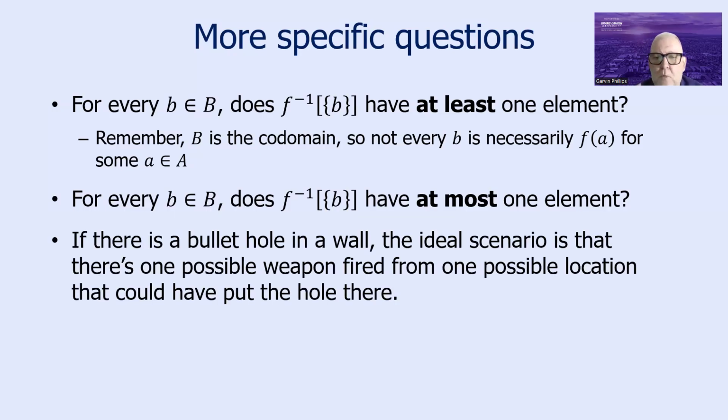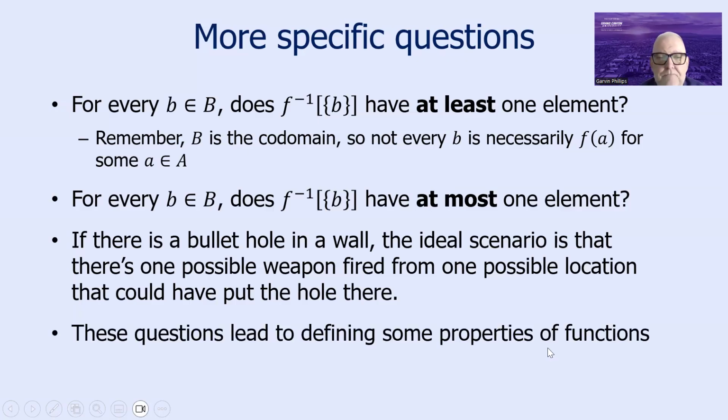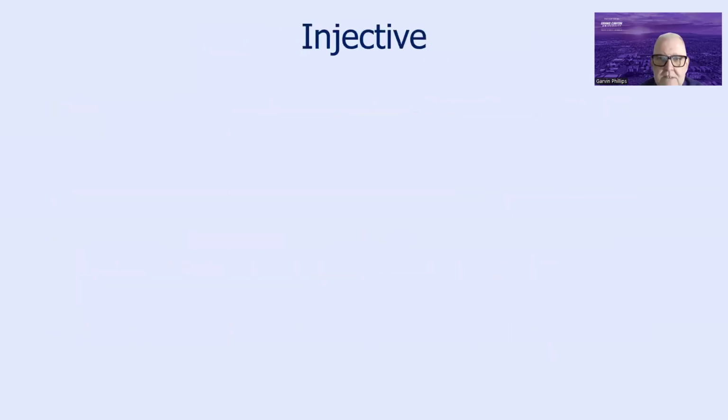So if there's a bullet hole in a wall, the ideal scenario is that there's one possible weapon fired from one possible location that could have put the hole there, right? In our CSI type thing, we're expecting one. And so that's what we're trying to figure out. We have the hole. We want to figure out exactly the bullet and where it was fired from. That's what the at least and at most will help us do. These lead to defining properties of functions.